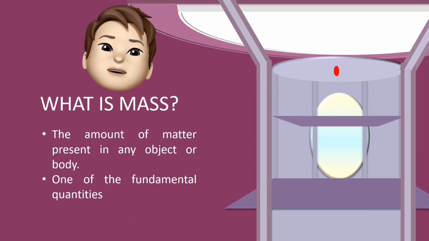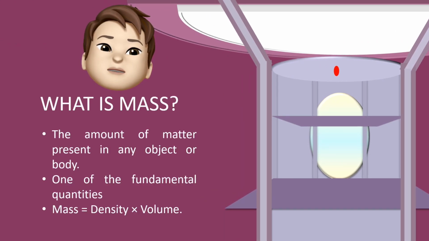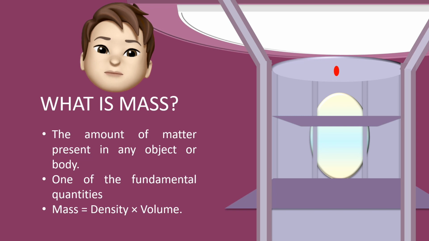What is mass? In physics, mass is the most basic property of matter, and it is one of the fundamental quantities. Mass is defined as the amount of matter present in a body. The SI unit of mass is the kilogram. The formula of mass can be written as mass equal to density times volume.